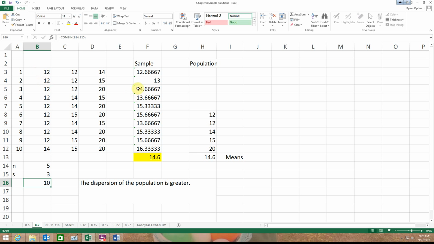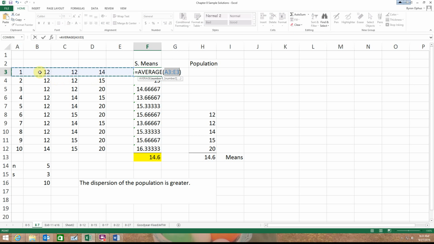Okay, and then it says, just like we did on the other one, compute the mean of the distribution of the sample means and the population mean. Compare the 2 values. This one could have stayed sample means, because it's the mean of these. Okay, and I just used average, which is the same as the mean. I don't want to include the 1 there. You've got to be careful of that. That'd screw things up big time.